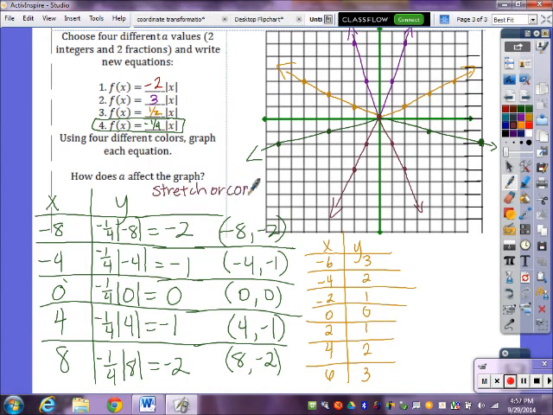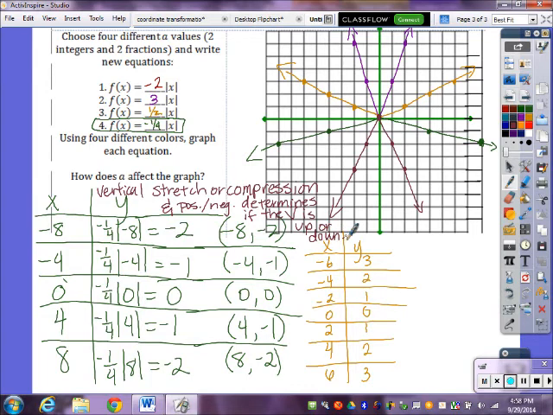or compression. And we're moving up and down with that, so I'm going to write that as a vertical stretch or compression. And let's see, if it's positive or negative, it'll determine if it's up or down. So let's see, positive, negative determines if the V is up or down.